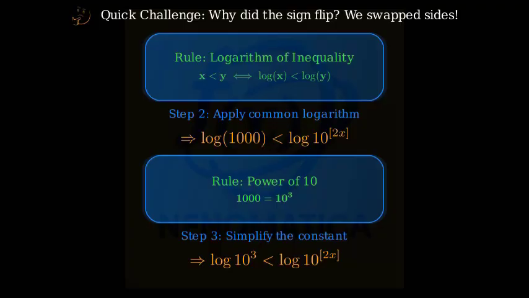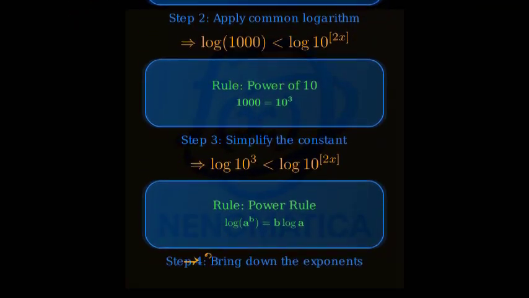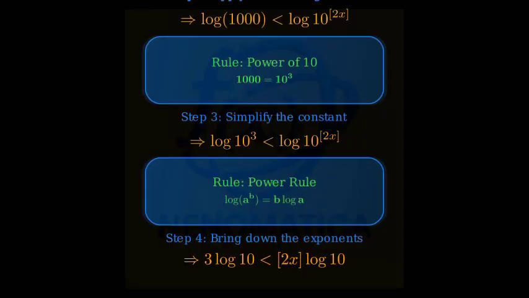Step 4. Use the power rule of logarithms to bring down exponents. Show the power rule. Display the step title. Then write 3 log 10 is less than floor of 2x times log 10, coloring the changed parts.